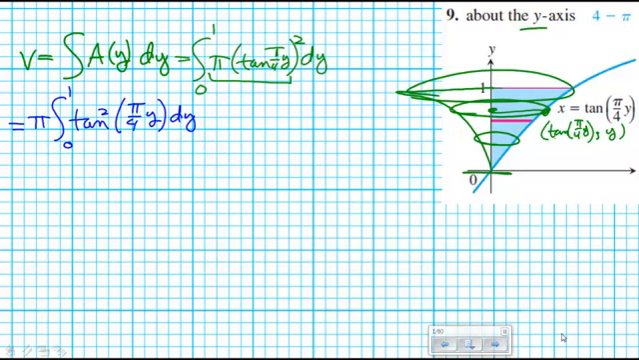Sad trombone sound? No. Wah, wah, wah, wah. All right, so can we do this? Well, two opportunities here. Either we can use a definite integral calculator at this point and get an estimate to the value of this integral, or we can remember that tangent squared x plus 1 is equal to secant squared x.